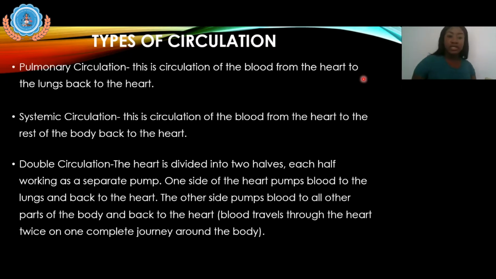The double circulation has to do with the heart being divided into two halves. Each half works as a separate pump. One side of the heart pumps blood to the lungs and back to the heart. The other side pumps blood to all of the parts of the body and back to the heart. And these two pumps are working simultaneously, or at the same time. So it says blood travels through the heart twice on one complete journey around the body.